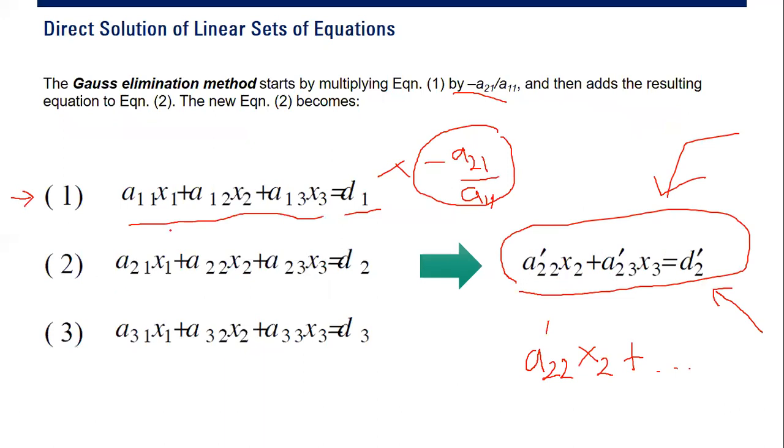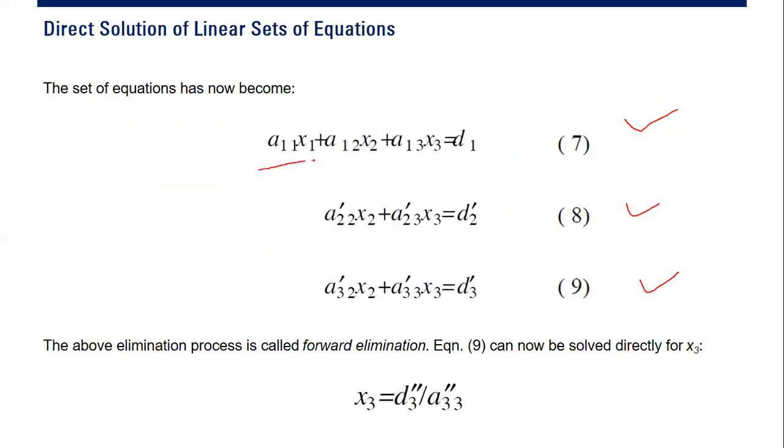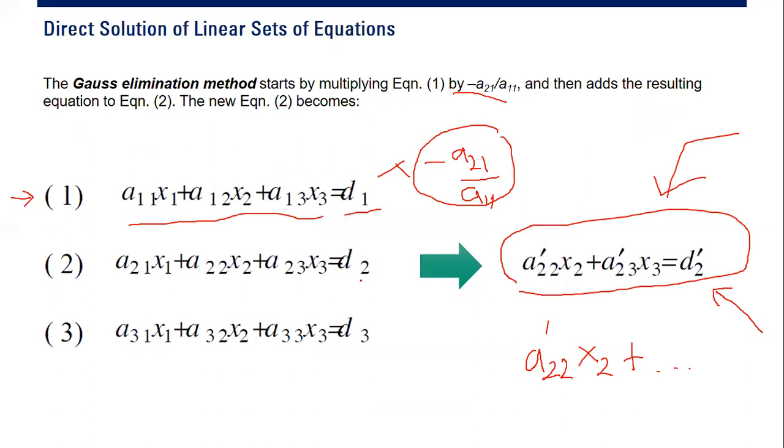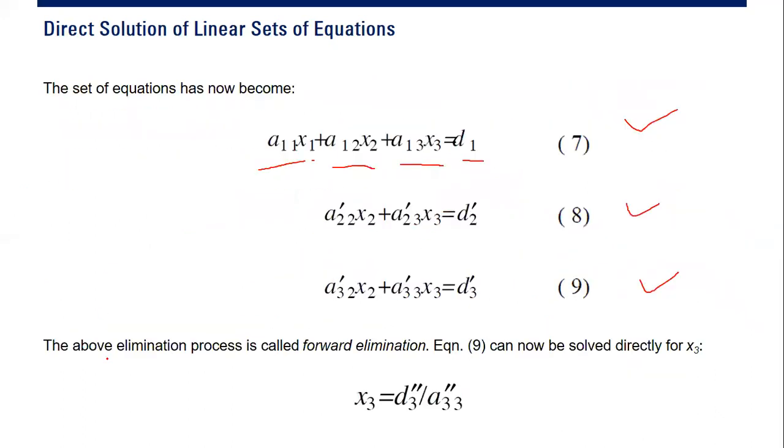Okay, let's check equation one. This one, A11x1, A12x2, and then A13x3 equals D1. So equation seven is actually equation one. We just want to emphasize that. Equation eight is the new equation two, whereas equation nine is the new equation three. After we multiply equation one with something and add it to equation two, and then to equation three, the above elimination process is called forward elimination. Equation nine can now be solved directly to find x3.